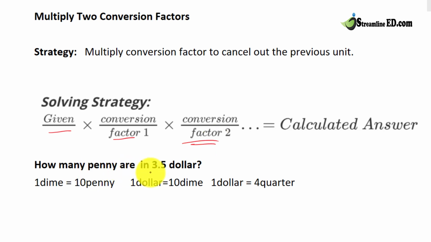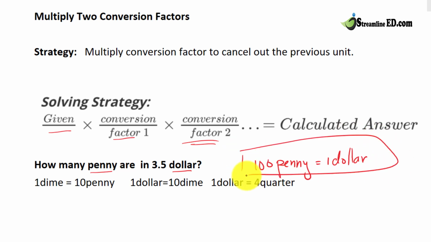How many penny are in $3.5? Notice how I put the singular form just to simplify the whole process. Let's assume that we don't know the conversion factor between penny and $1. We know that 100 penny equal $1, and that is pretty easy. That allows us to multiply by just one conversion factor. But let's assume that we don't know. We have to use what's given to us, okay?